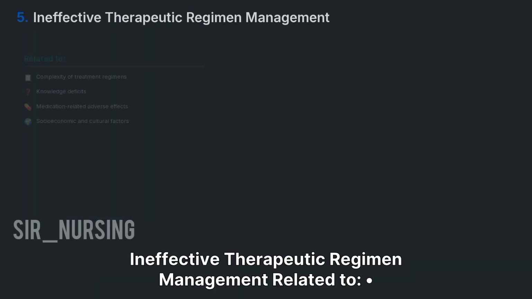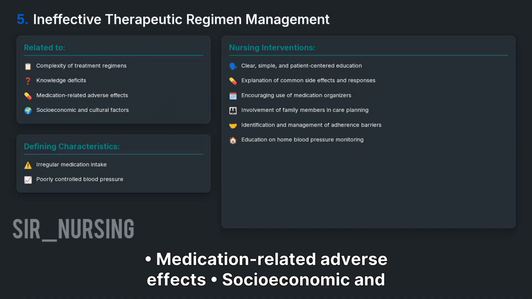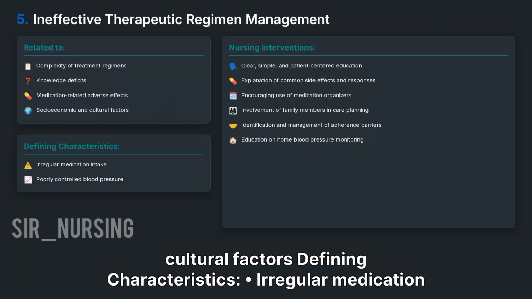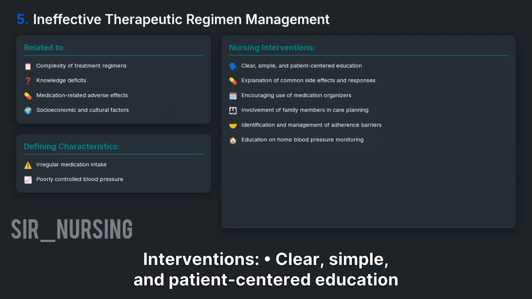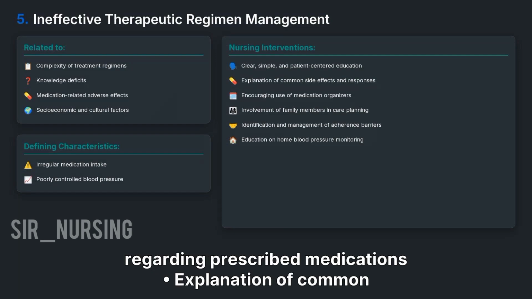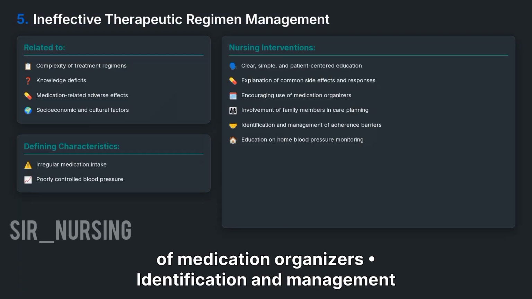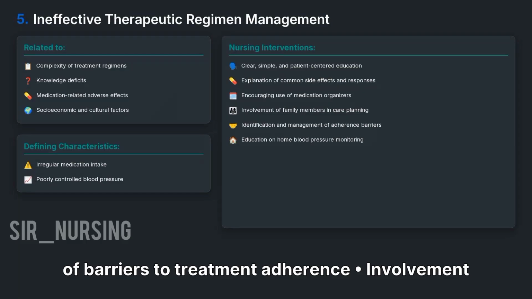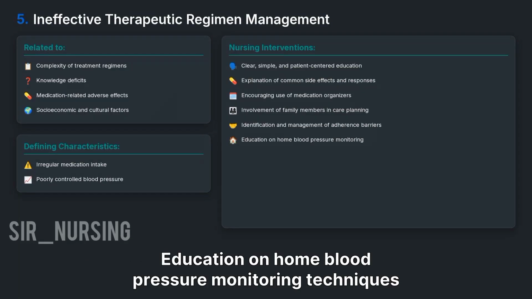5. Ineffective therapeutic regimen management related to complexity of treatment regimens, knowledge deficits, medication-related adverse effects, socioeconomic and cultural factors. Defining characteristics: irregular medication intake, poorly controlled blood pressure. Nursing interventions: clear, simple, and patient-centered education regarding prescribed medications, explanation of common side effects and appropriate responses, encouraging use of medication organizers, identification and management of barriers to treatment adherence, involvement of family members in care planning, education on home blood pressure monitoring techniques.